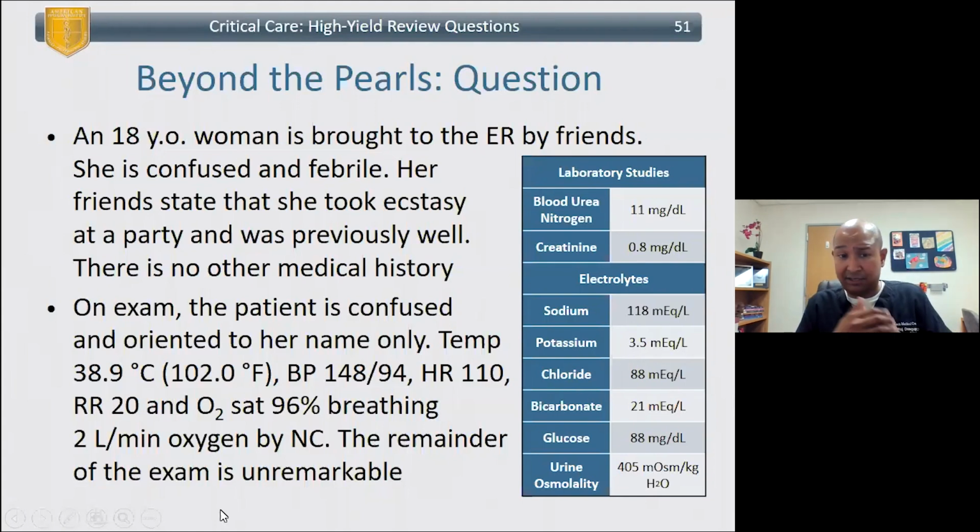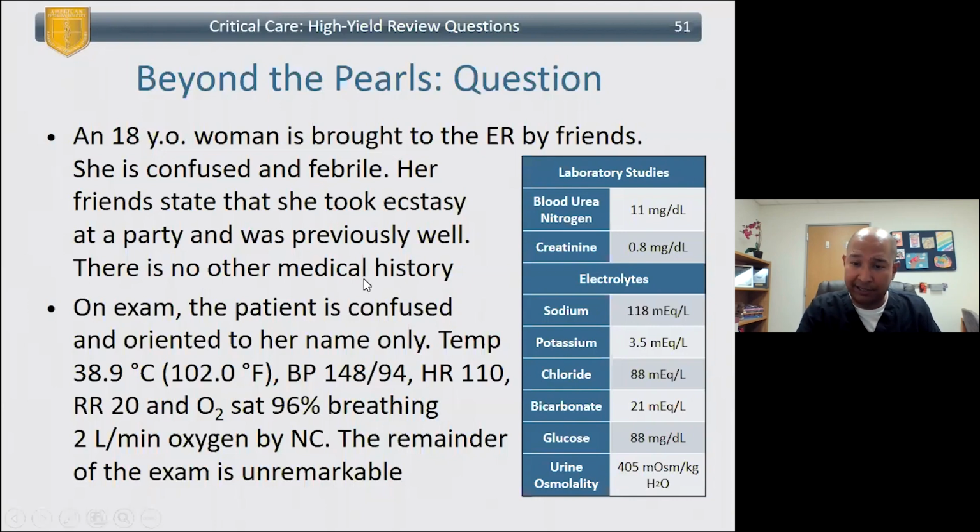On exam, the patient is definitely confused. She's only oriented to her name. She is beyond febrile at 102. Her blood pressure is 148/94. She's tachycardic, tachypneic at 20, O2 sats 96%, and she's on 2 liters of nasal cannula. The remainder of the exam is unremarkable.